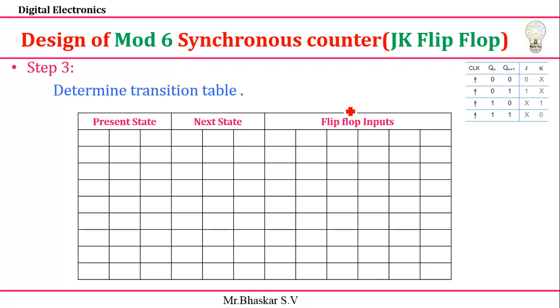Here there are three things: the present state, next state, and flip-flop inputs. So what is the present state you have? I already told you that when it comes to three flip-flops, QA, QB, QC are the present state outputs. And the next states are QA plus 1, QB plus 1, QC plus 1. And for the flip-flop inputs, with three flip-flops I'm going to use JAKA, JBKB, JCKC. These are the inputs. Remember, I'm choosing three flip-flops. QA, QB, QC are the outputs. JAKA, JBKB, JCKC are my inputs of the flip-flops.